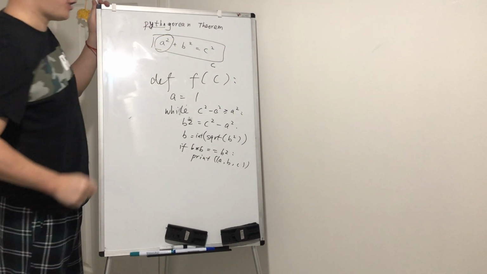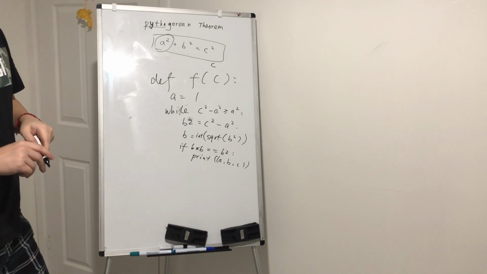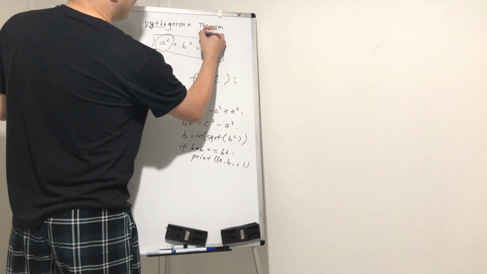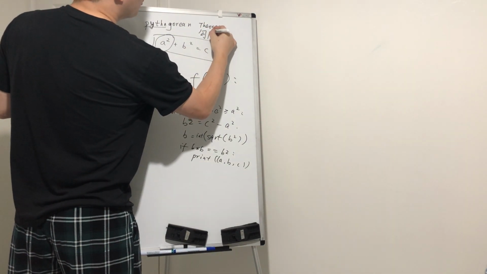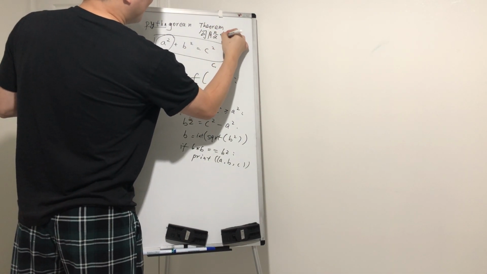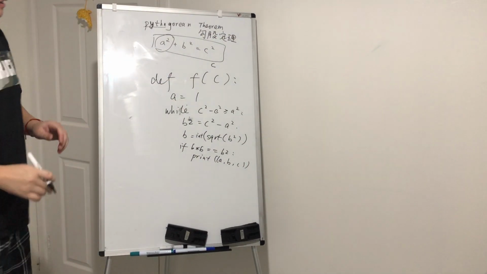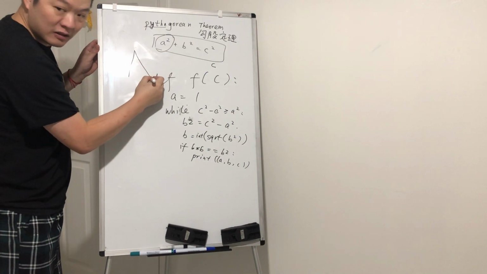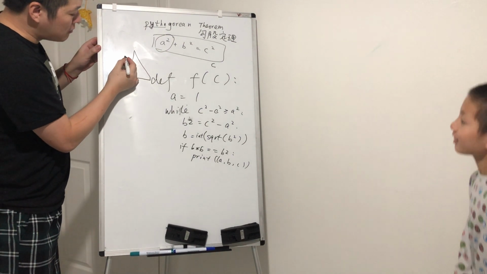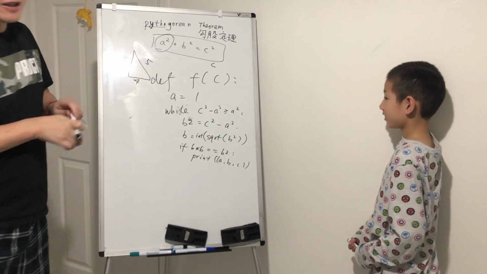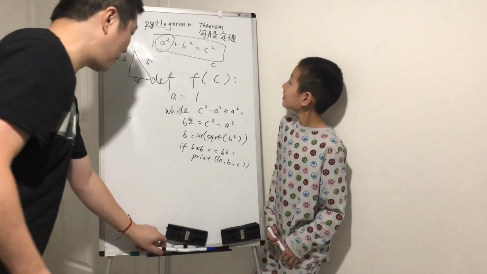Pythagorean theorem. Okay? You know how to say this in Chinese? 勾股定理. It's easier to pronounce in Chinese. 勾股定理. Okay? 勾三股四弦五. Okay, so 勾股定理. 3, 4, 5. Okay, let's do it on computers.